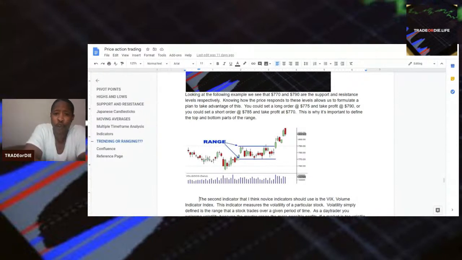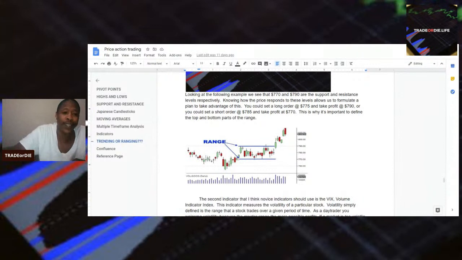Now, as I wrote up here, knowing how the price responds to these levels allows us to formulate a plan to take advantage of this. You could set a long order, buy at 775, and put your take profit at 790. Or you could set a short order, sell at 785, and take profit at 770. That's why it's important to define the top and bottom of the range. I can't emphasize that enough.